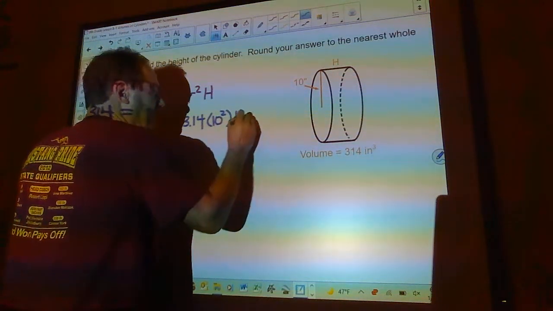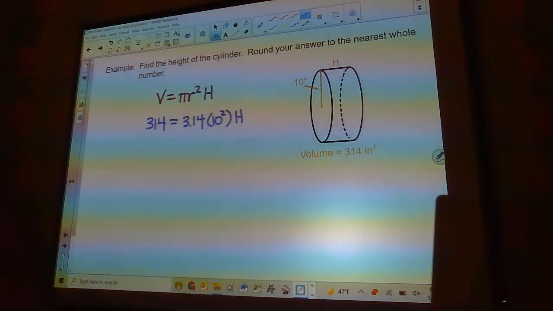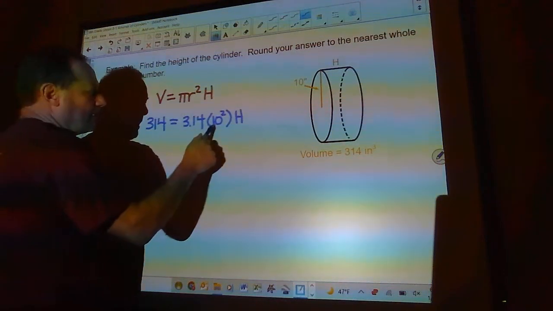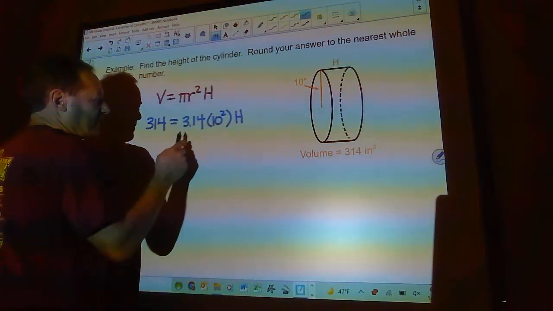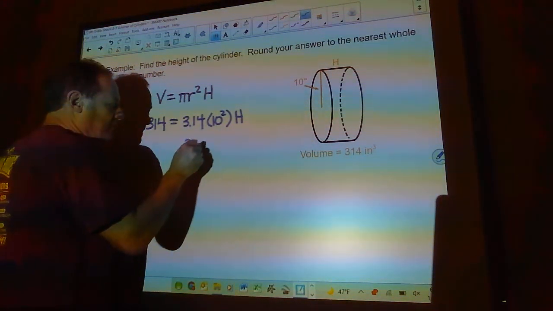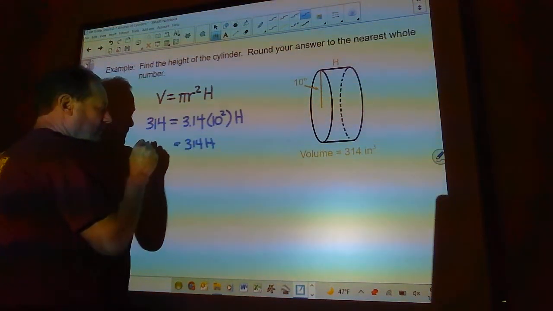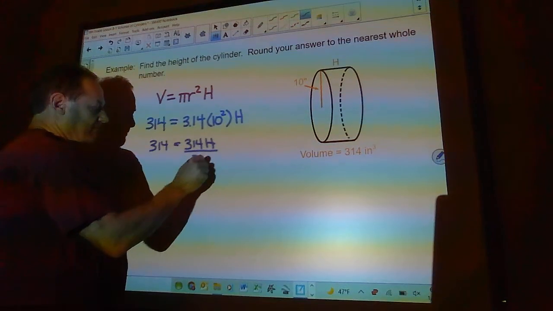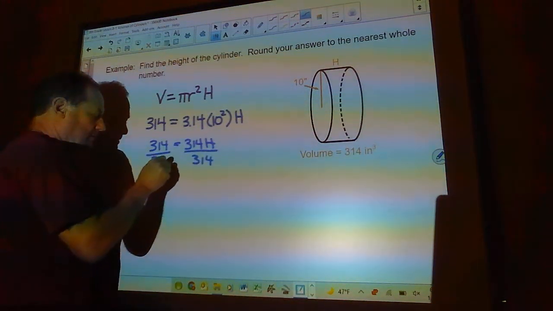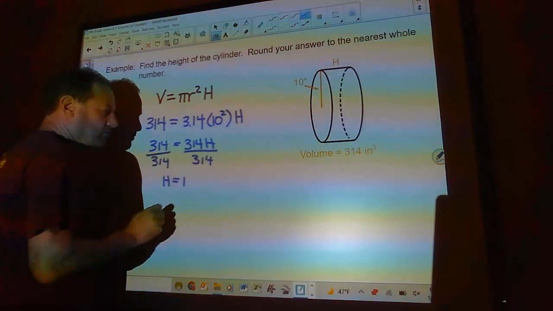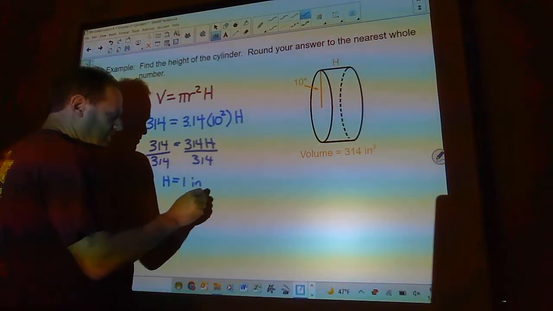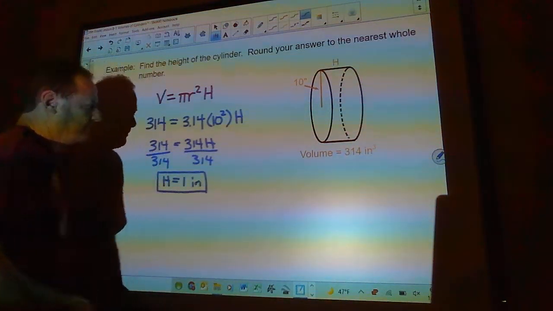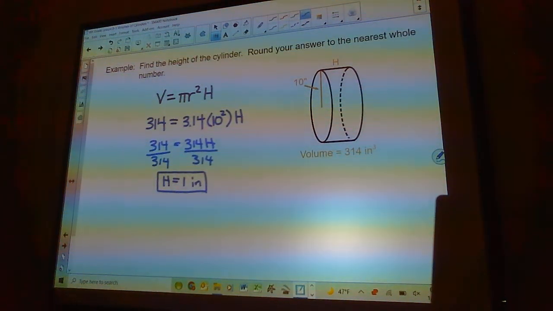And then h is my variable. Okay, so 10 squared is 100, and 100 times 3.14 is 314. So this is going to be easy. I'm going to go ahead and divide by 314. And h is going to equal 1 inch. Okay, piece of cake.